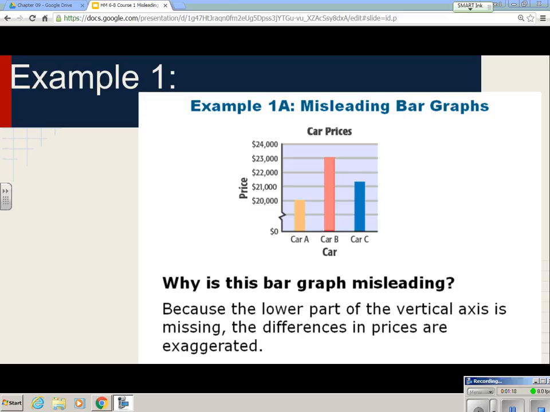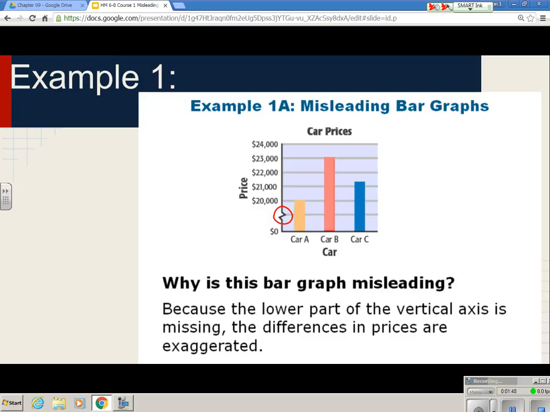Well, it doesn't look like there's anything wrong with it, but then you have to look along the y-axis, and you'll notice this zigzag line. That's normally put on graphs when you're trying to shrink down all the data because there is so much between 0 and 20,000, they didn't want to put all of that in the graph. Because of that lower part of the vertical axis, the difference in prices looks exaggerated.